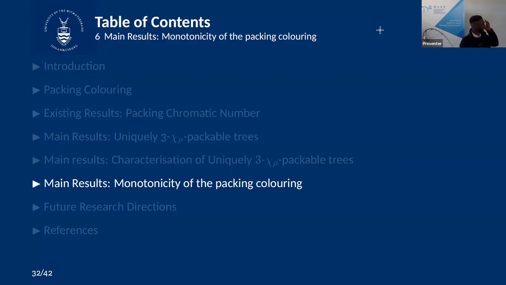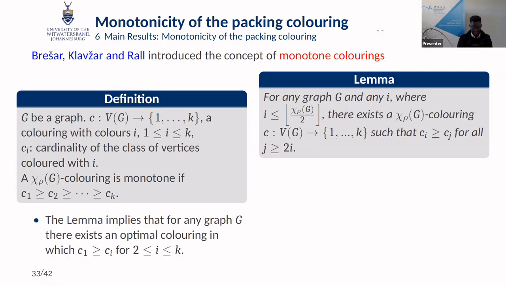Now, let's look briefly at the monotonicity of this packing coloring that we have defined, because Bresser introduced the concept of monotone coloring. When you have a graph and you have a coloring on it, if the number of vertices colored one is bigger than those with color two, and bigger than those with color three, up to your last color, then you say that coloring is monotone.